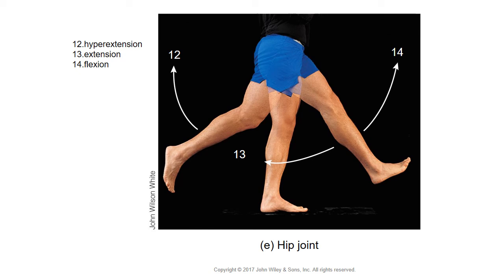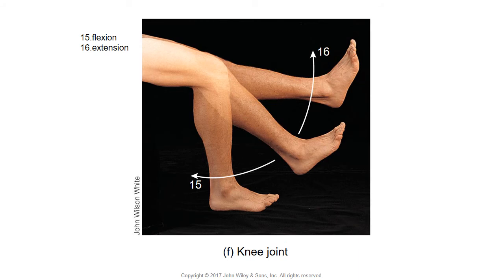Then at the hip joint, we have extension would be with the foot straight down, flexion would be the leg going forward, and the hyperextension leg going backwards. So that's hyperextension at the hip joint. Next slide. We have the knee joint.